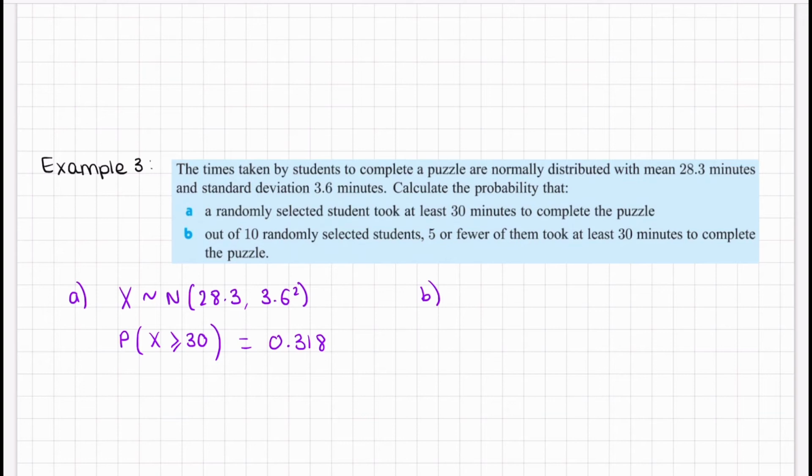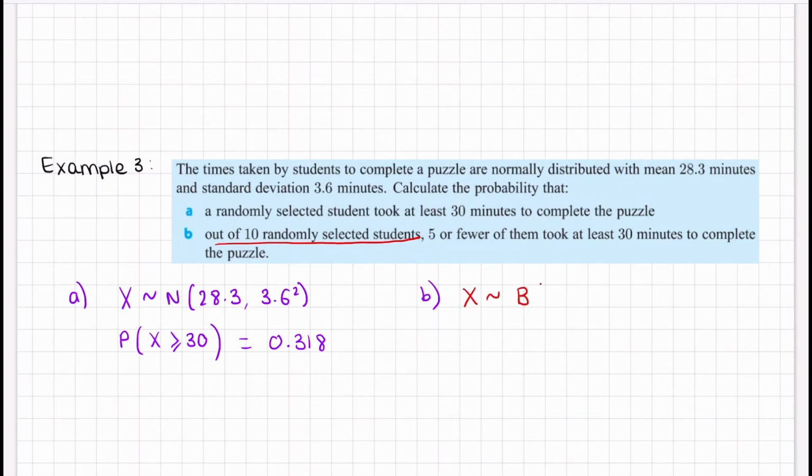Part B, we've been told that out of 10 randomly selected students, 5 or fewer of them took at least 30 minutes to complete the puzzle. Now this is where we have to read the question, and when it tells us out of 10 randomly selected students, that's the same idea as a number of trials. So this would actually be a binomial.